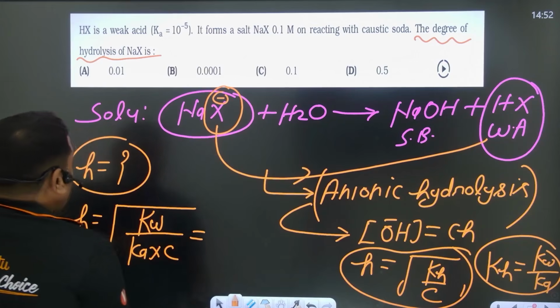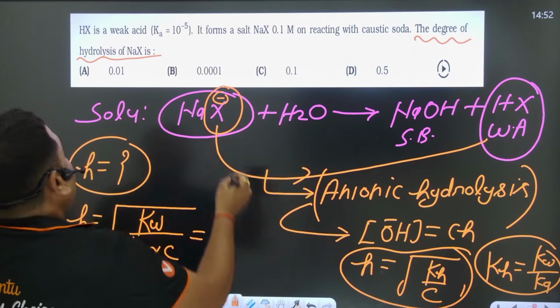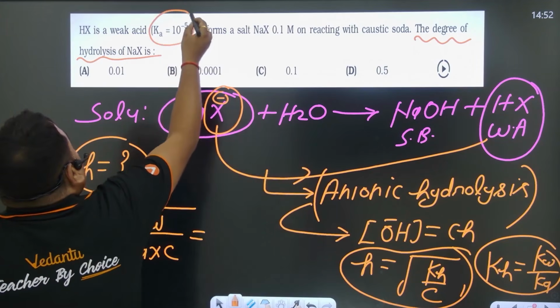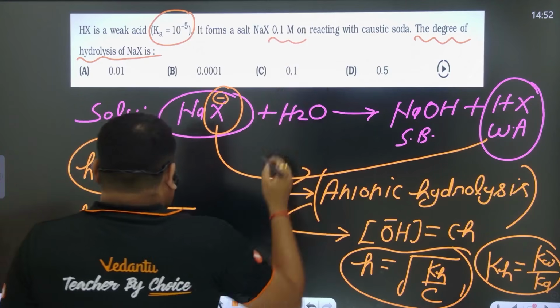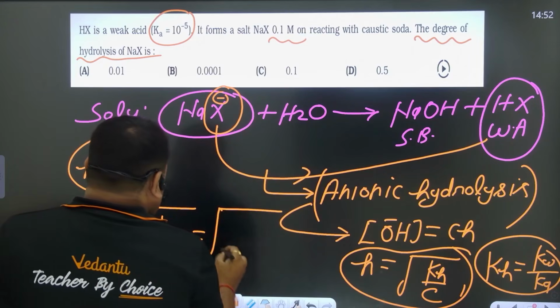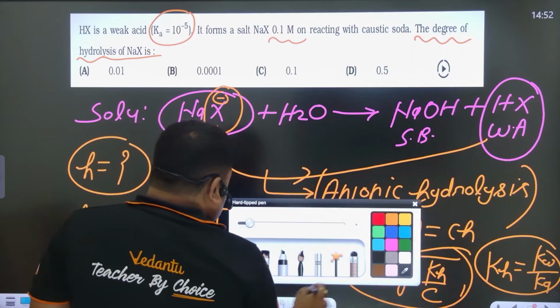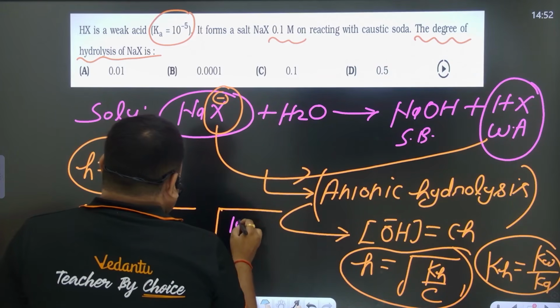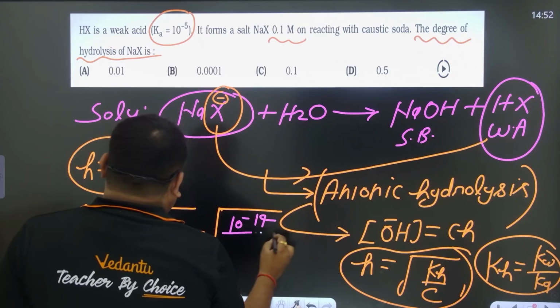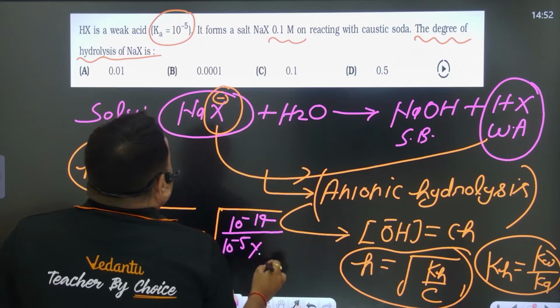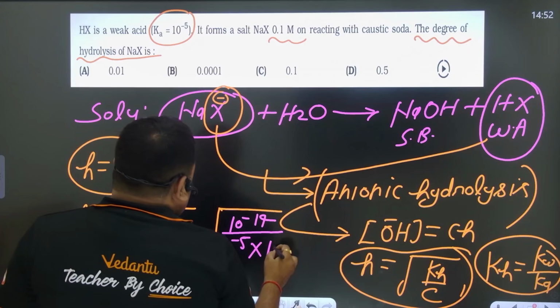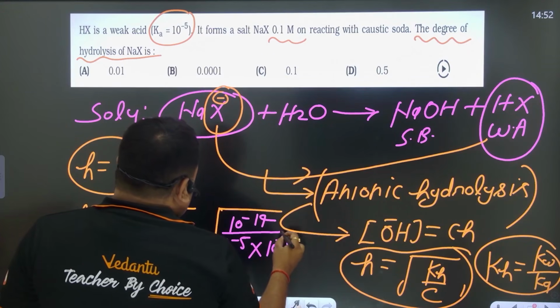Now we have to put these values from the question. Ka is given in the question. Ka is 10 to the power minus 5 and the concentration is also 0.1. Now you have to put in the values, and Kw is already known, that is 10 to the power minus 14. So 10 to the power minus 14 divided by Ka, which is 10 to the power minus 5, and this C is 0.1. We can write 0.1 as 10 to the power minus 1.